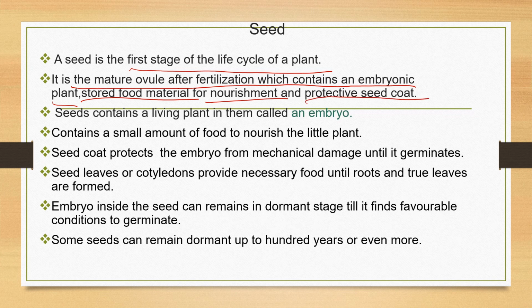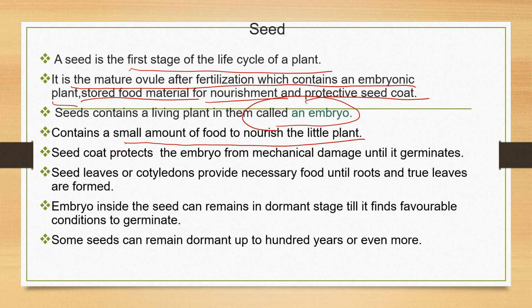Now, a seed contains a living plant in it that is called an embryo, and it contains a small amount of food to nourish the little plant. So a very small amount of food is present in the seed to nourish the little plant.